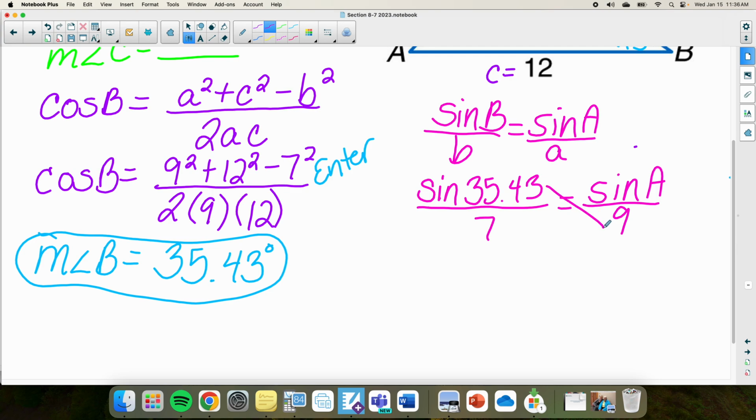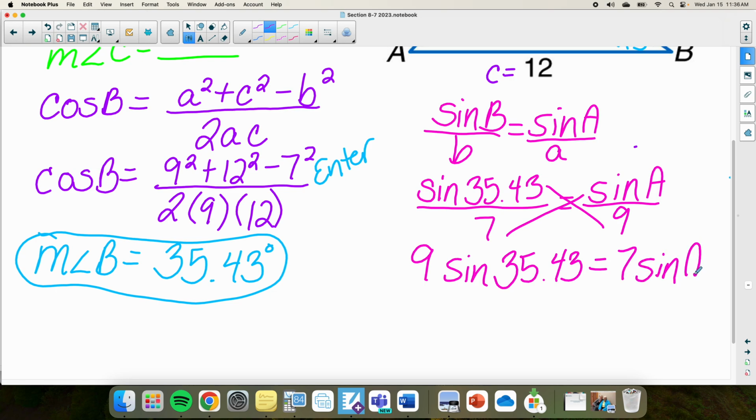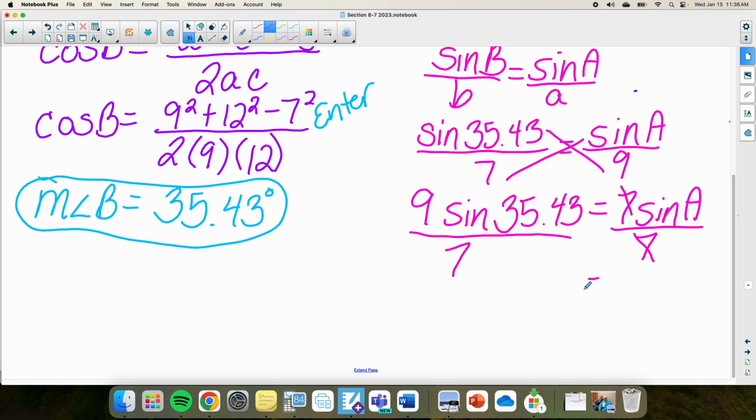When I multiply this, I put my 9 in front. So 9 sine 35.43 equals 7 sine of A. Divide by 7. Okay, then this is gone. Now when you do this, that is finding sine of A. Okay, and we have to hit enter right here.